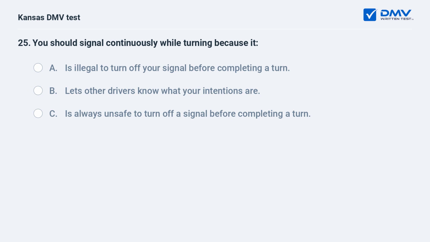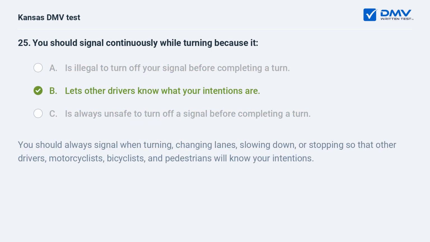You should signal continuously while turning because it: A. Is illegal to turn off your signal before completing a turn. B. Lets other drivers know what your intentions are. C. Is always unsafe to turn off a signal before completing a turn. B. Lets other drivers know what your intentions are. You should always signal when turning, changing lanes, slowing down, or stopping so that other drivers, motorcyclists, bicyclists, and pedestrians will know your intentions.